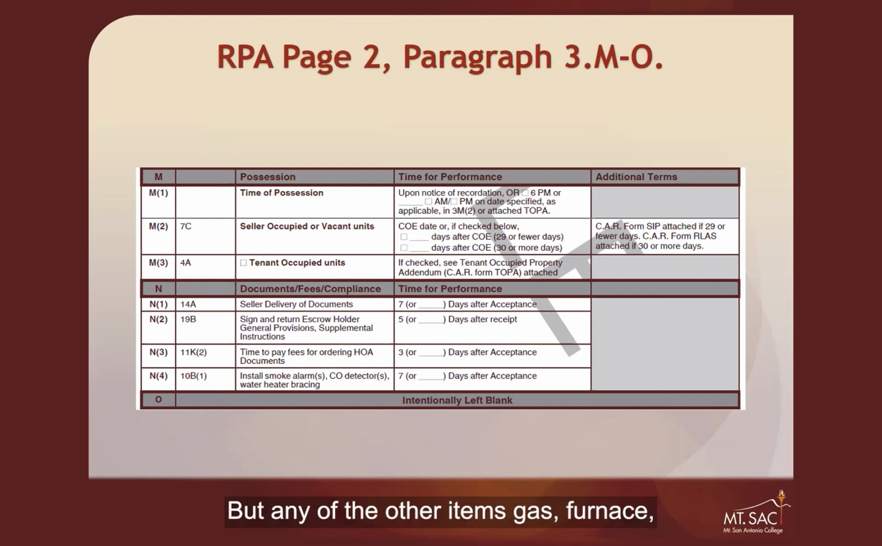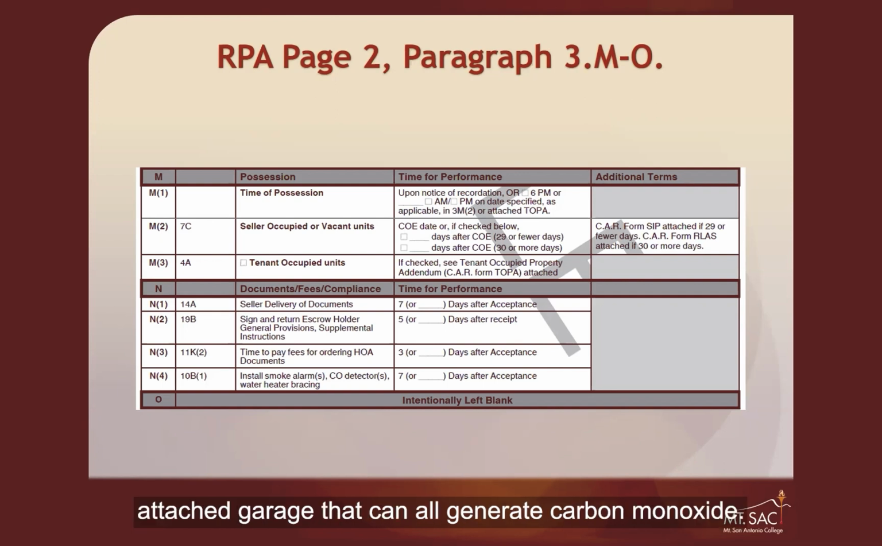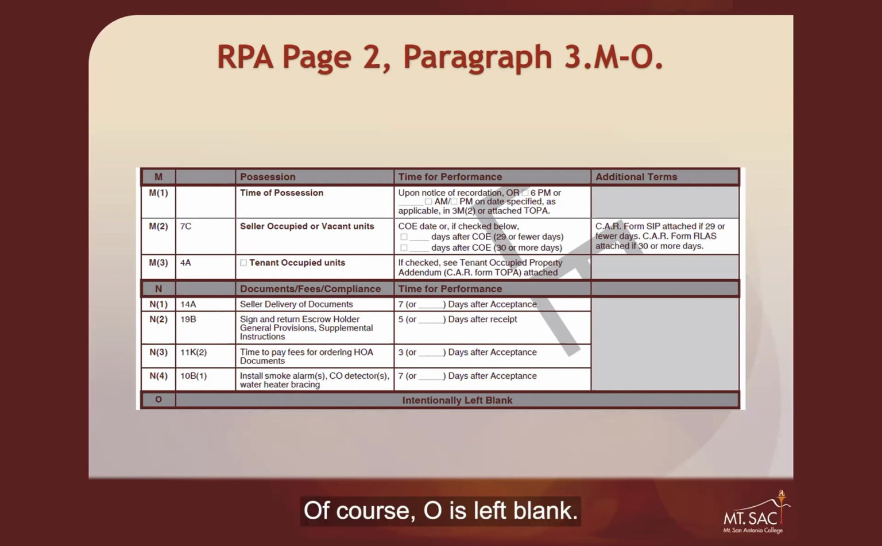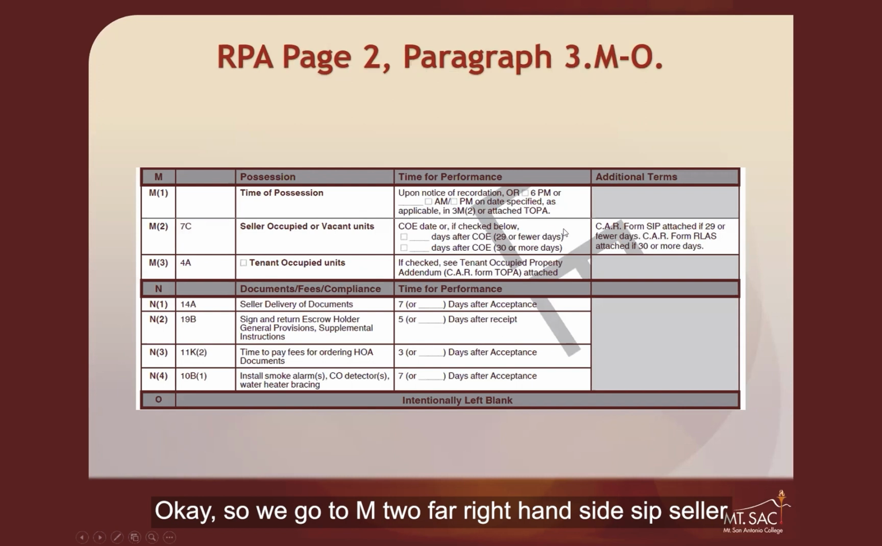Okay, but any of the other items, gas furnace, fireplace, gas stove, gas oven, car in the attached garage, can all generate carbon monoxide. All right, so that's why I have it. Of course, O is left blank, so paragraph 3O doesn't get confused with paragraph 30. Okay, so we go to M2, far right-hand side, SIP, seller in possession, if 29 days or less, RLAS, 30 days or more.